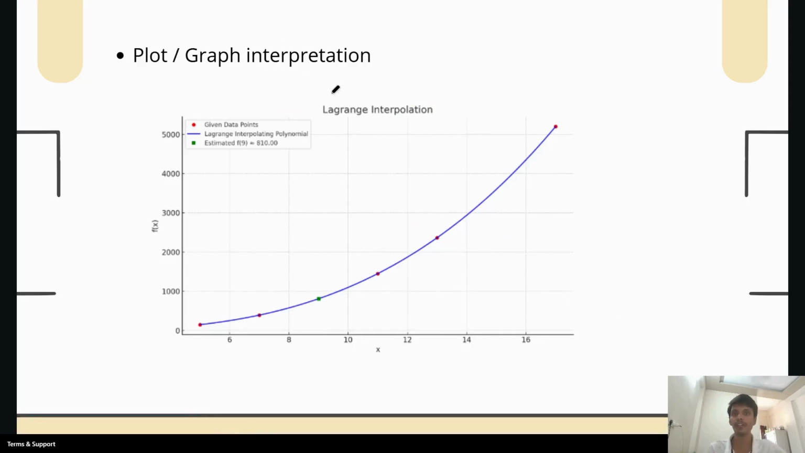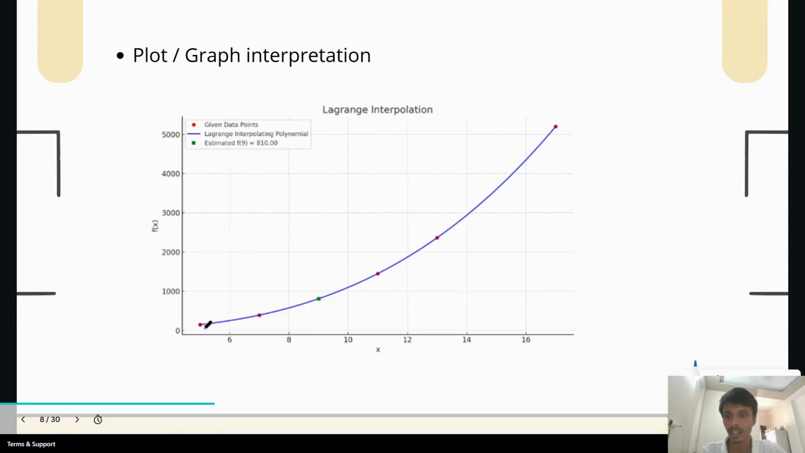The plotted graph interpretation of Lagrange interpolation is that the given data points give values exponentially. This is the graph of the Lagrange interpolating polynomial, and f(9) gives the value of 810.